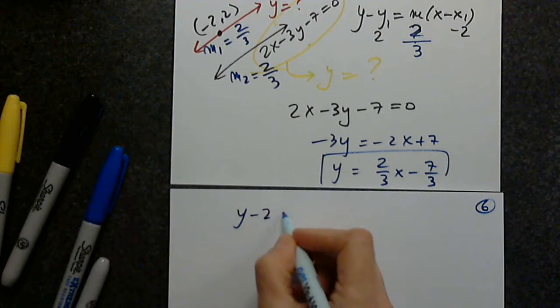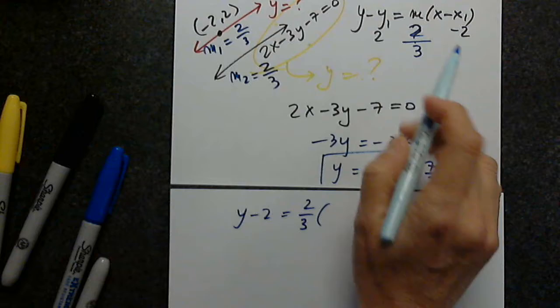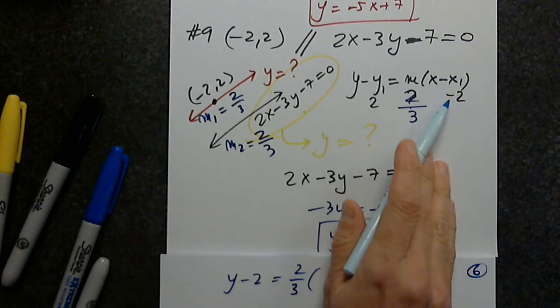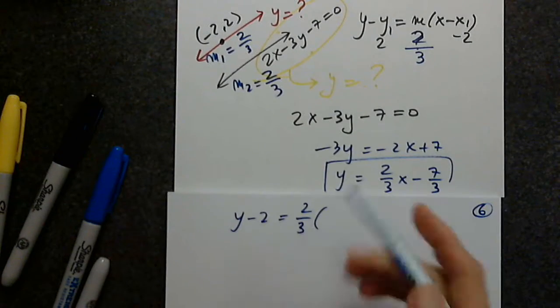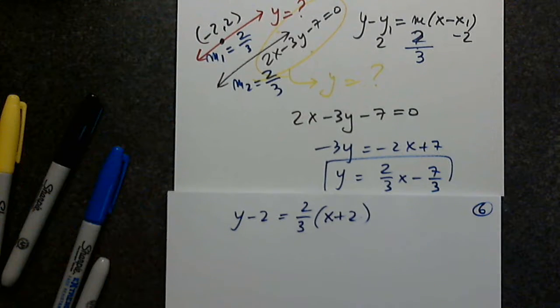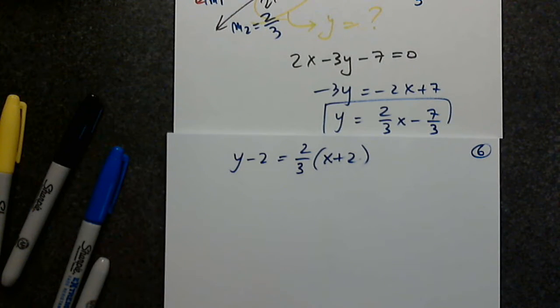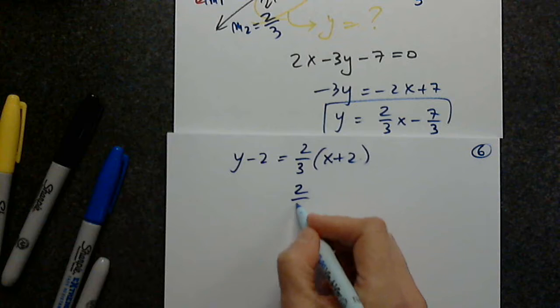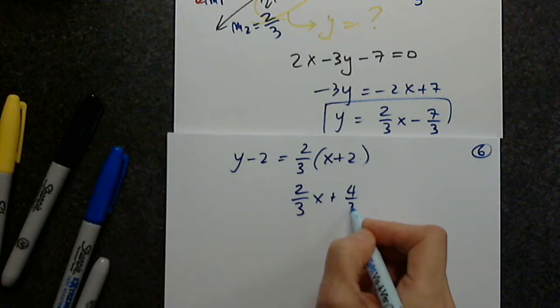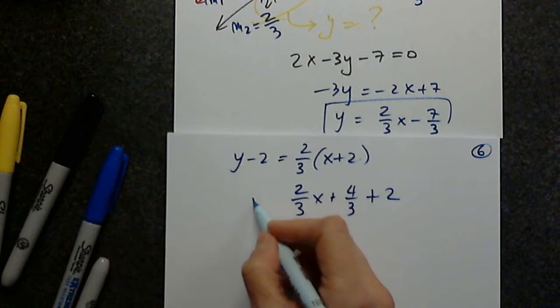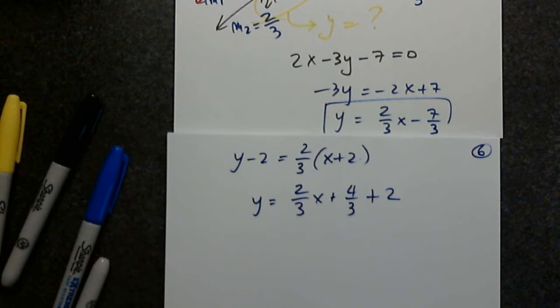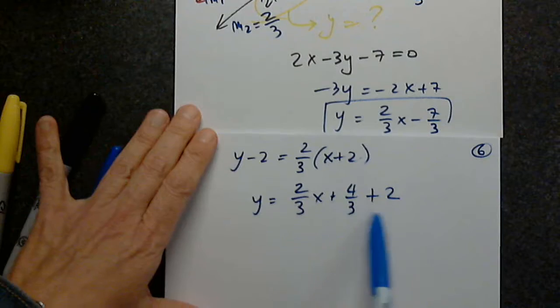So y minus 2 equals 2/3 times x minus negative 2, which is x plus 2. Okay. I need to solve for y. I will distribute 2/3 and then bring a positive 2 to the other side. When I move a term from one side to the other, I only change its sign. Can anyone give us the least common denominator?